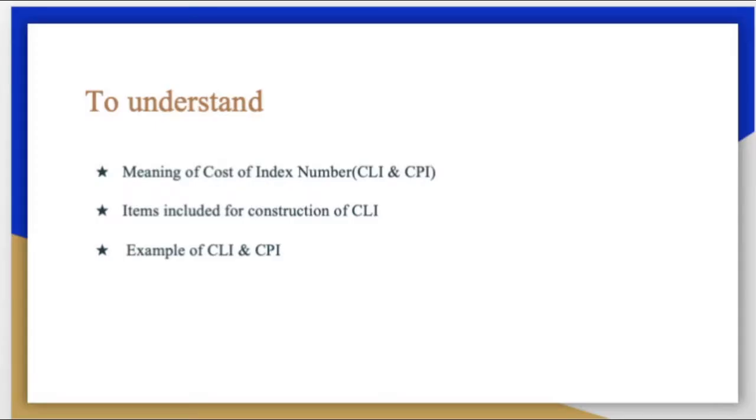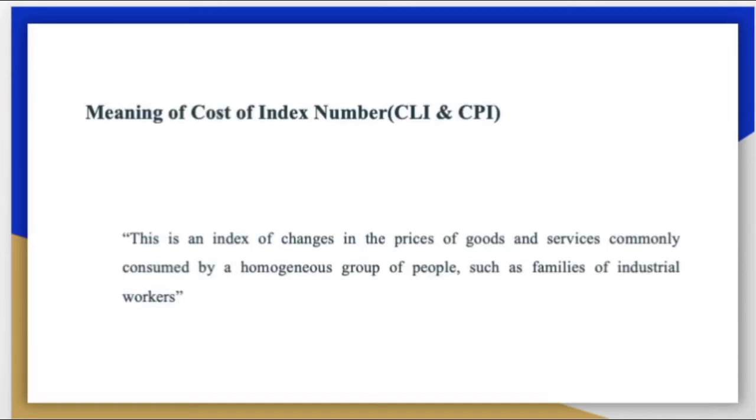Under this, we will come to know the meaning of cost of living index number, items included for the construction of cost of living index, an example of cost of living index, and CPI. What is the meaning of cost of living index number? This is an index number of changes in the price of goods and services commonly consumed by a homogeneous group of people, such as families of industrial laborers or workers.